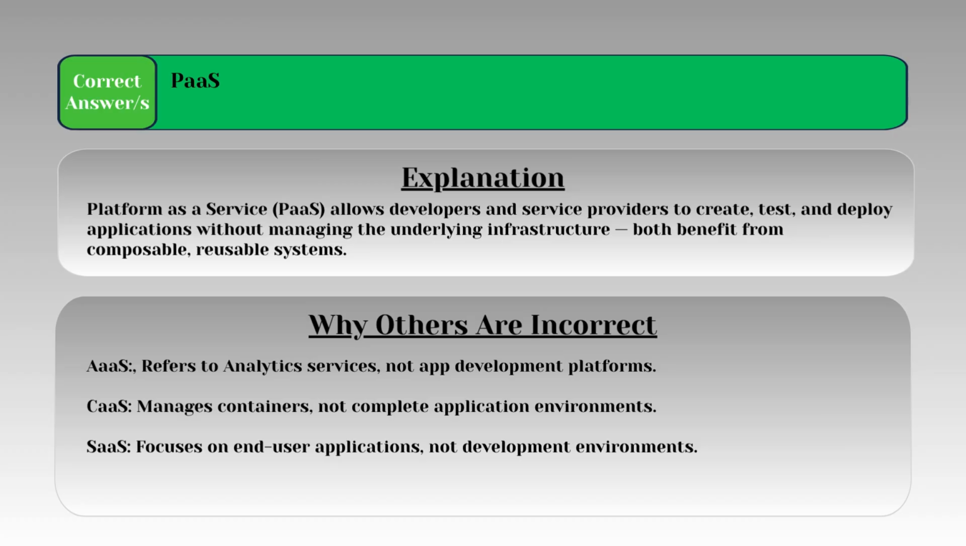Why others are incorrect: IaaS refers to analytics services, not app development platforms. CaaS manages containers, not complete application environments. SaaS focuses on end-user applications, not development environments.